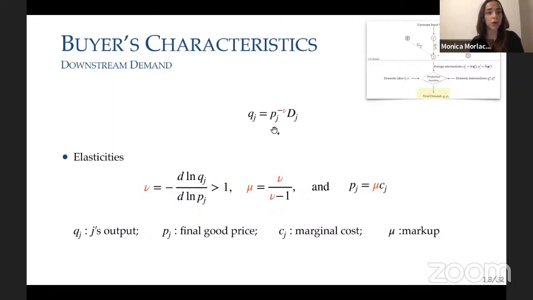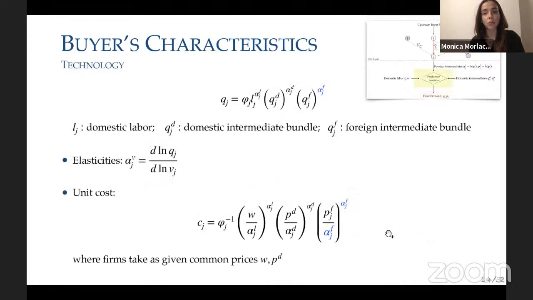For downstream demand, we're going to assume that these firms compete in a monopolistic competition sense with CES demand. So the key parameter for downstream demand is going to be the demand elasticity, which we denote by nu. And obviously, CES demand plus monopolistic competition implies a constant markup in the downstream market. The notation is standard: Q is output, P is price, C is marginal cost, and U is markup. Okay, moving up to the production function of this US firm J, we're going to assume a constant returns to scale production function.